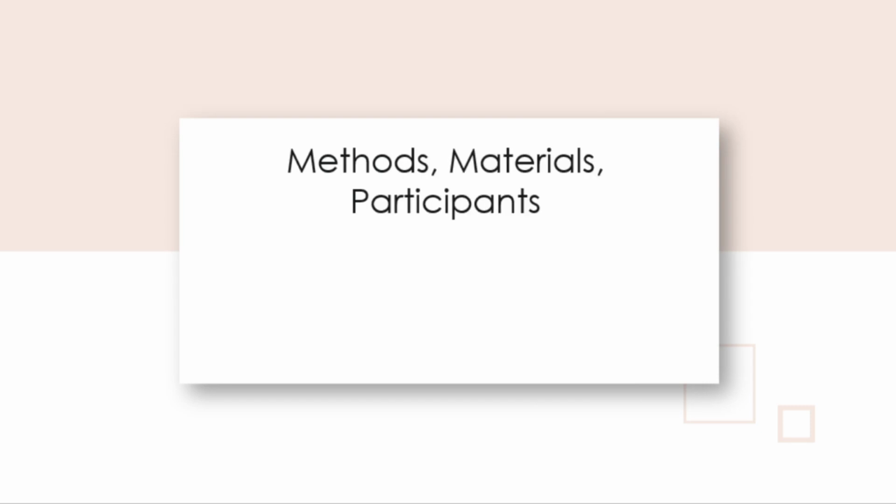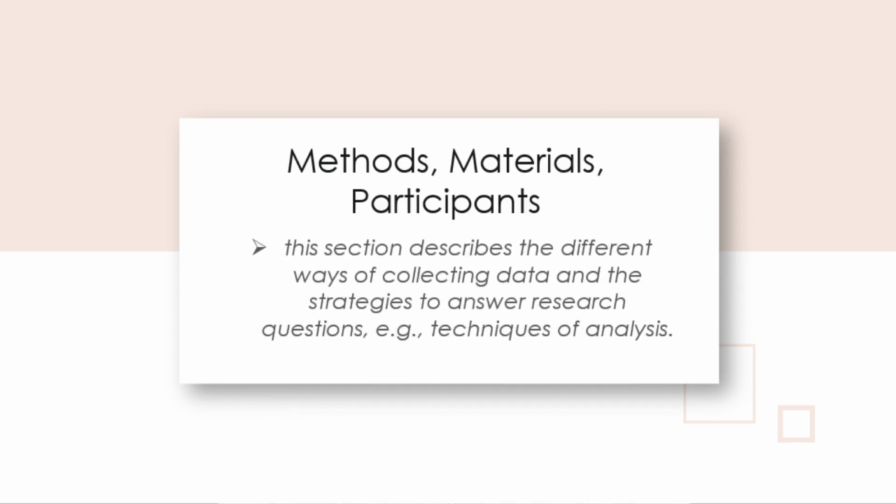Methods, materials, participants. This section describes the different ways of collecting data and the strategies to answer research questions. For example, we have the techniques of analysis. The method section explains the research and experiments. Also, if applicable, participants should also be described in general criteria in their selection and number. How were they selected? What criteria were used? And how many participants?